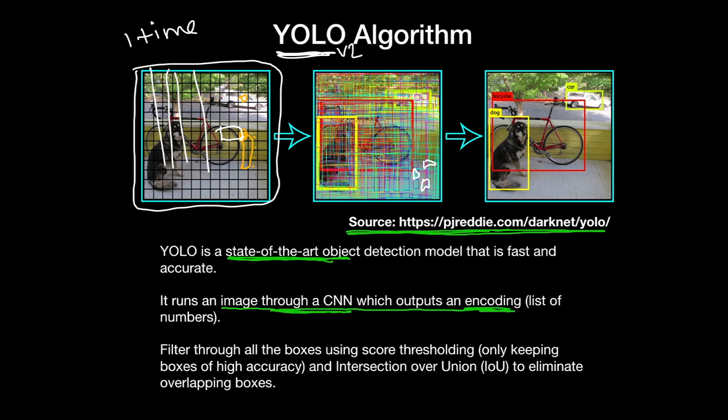Remember what an encoding is? A list of numbers, right? So this is our end goal. Our end goal always with many deep learning models is a list of numbers. Okay, and then how does it go from here to here?